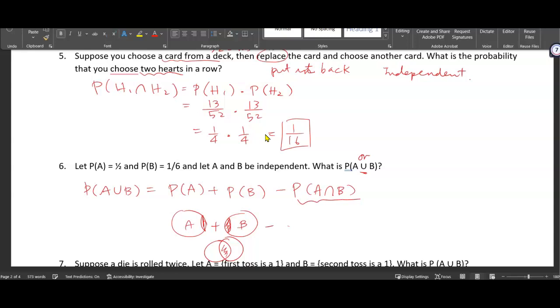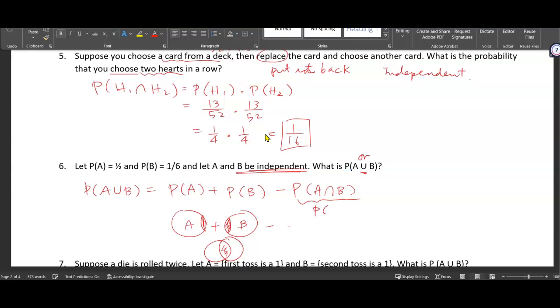And sometimes we need to take a picture of whatever is happening to count the intersection. But if they tell us it's independent, then we can apply the fundamental counting principle on probability by what?